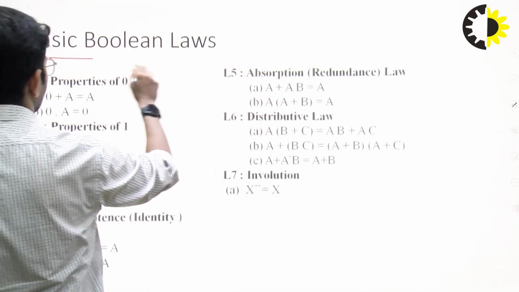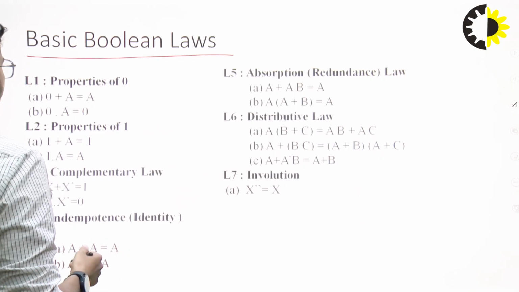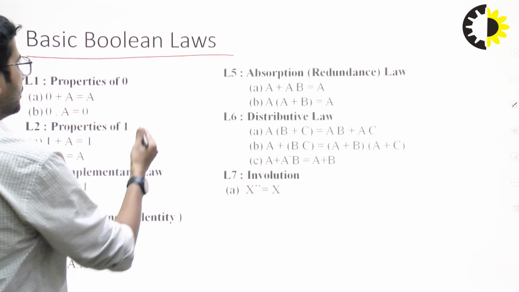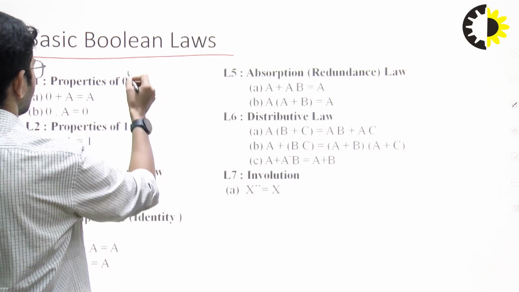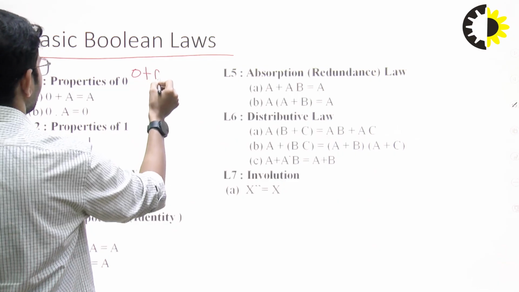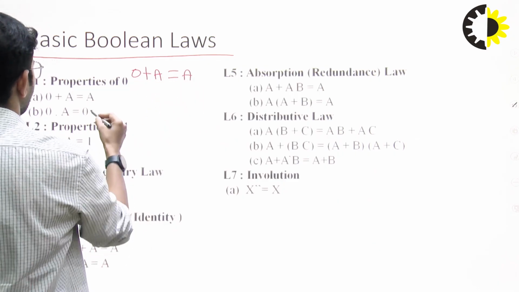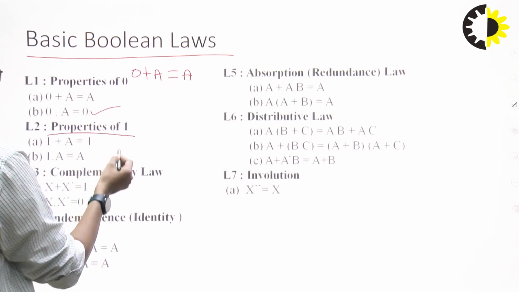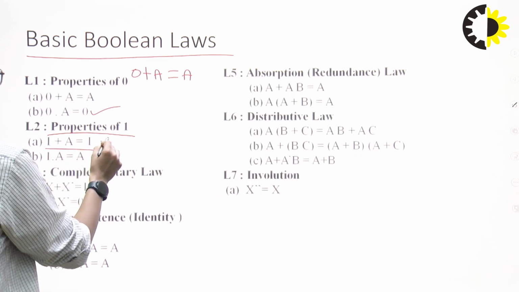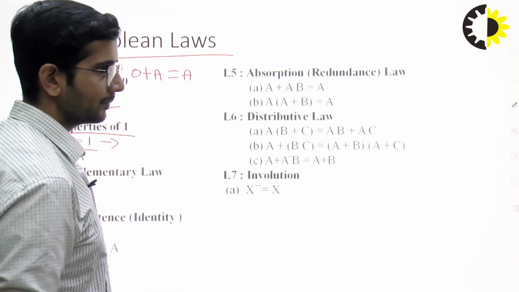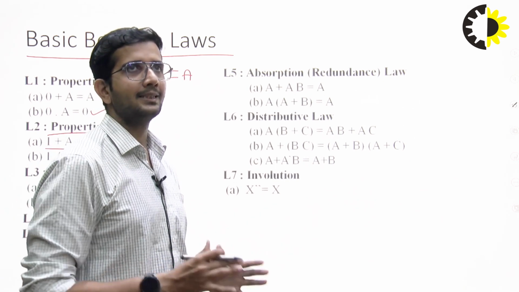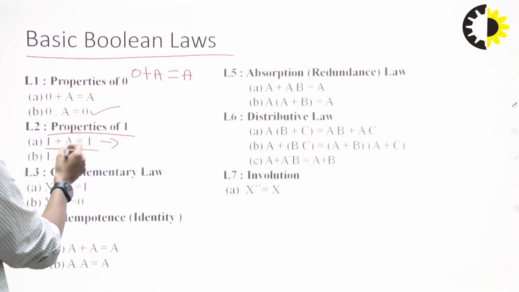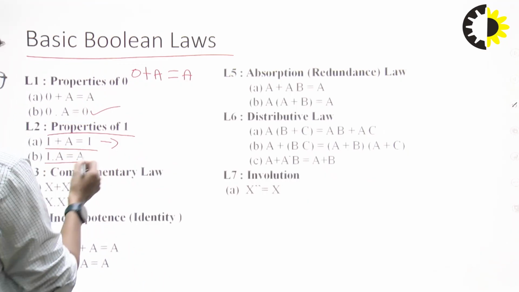The next topic is basic Boolean laws. There are certain properties of the binary that we have to follow while performing any operation. Like 0 plus a in binary is a only, 0 into a is 0. This is an important property of 1, that is 1 plus a equal to 1, not a or 1 plus a, because in binary if 1 plus something is given, it is always equal to the 1 only. So 1 plus something is always equal to 1, and 1 into a is a.